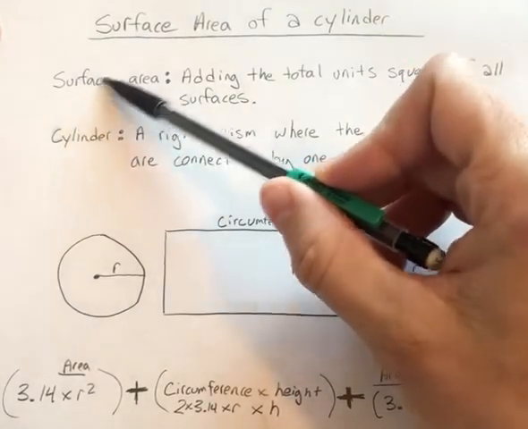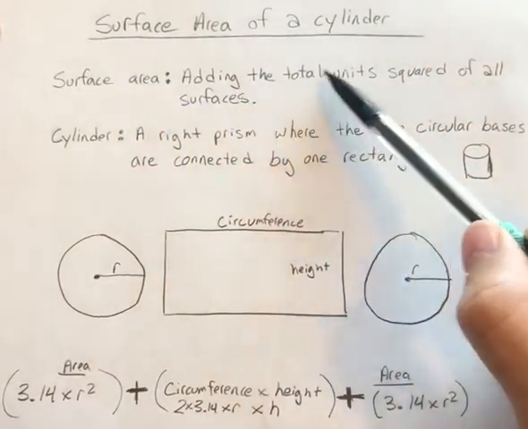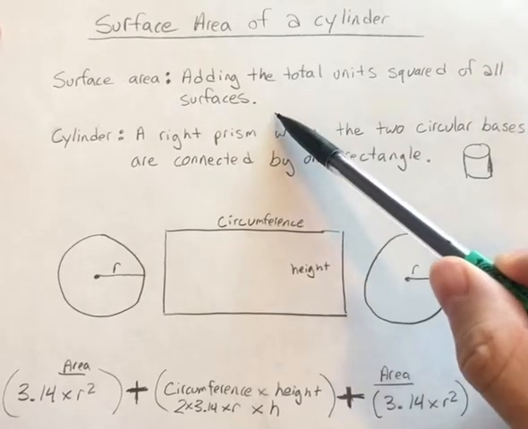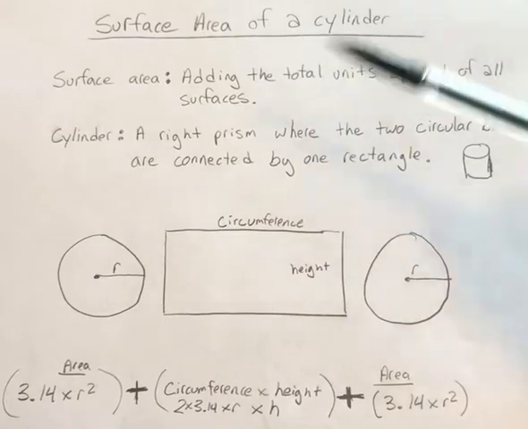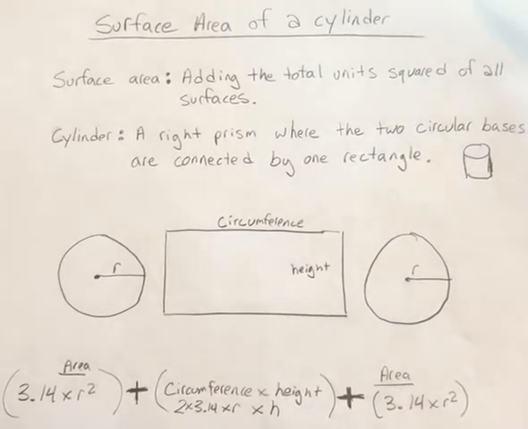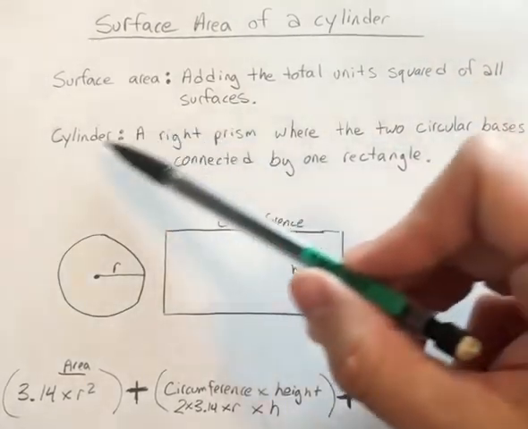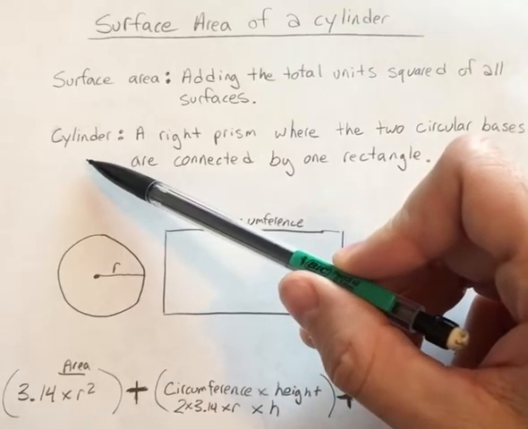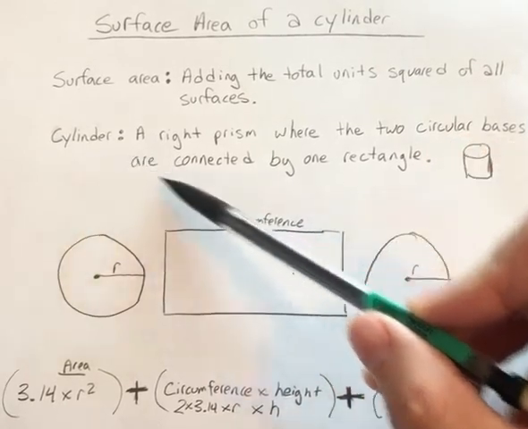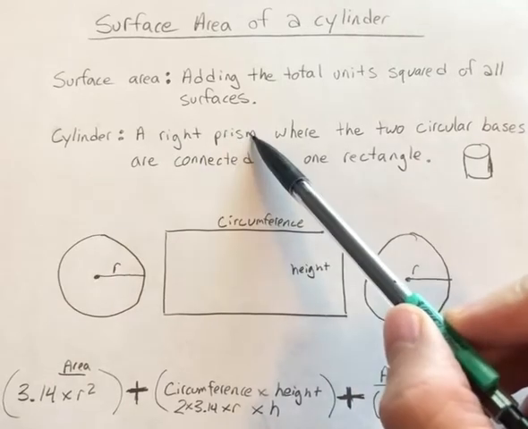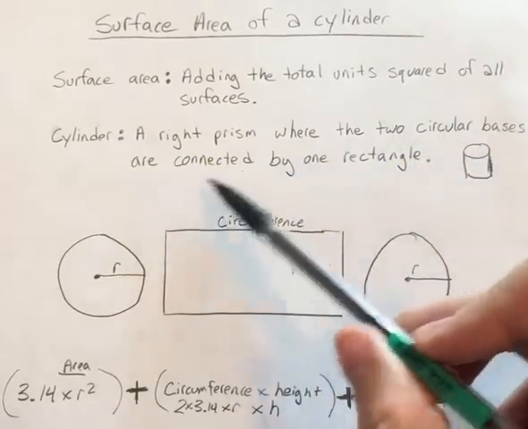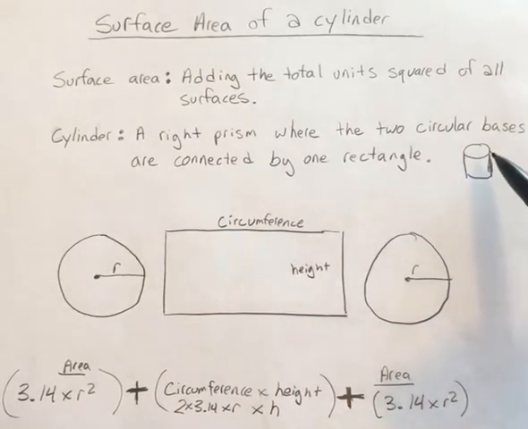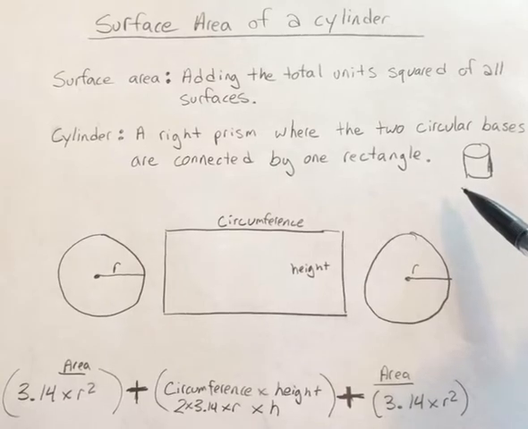Remember, surface area is adding the total units squared of all the surfaces. So you're adding up all of the skin or all of the outside of the object. A cylinder, remember, is like a soup can or a pop can. It's a right prism, and that means there's two circular bases connected by one rectangle. So a cylinder is made up of two circles, and the middle is just one rectangle.